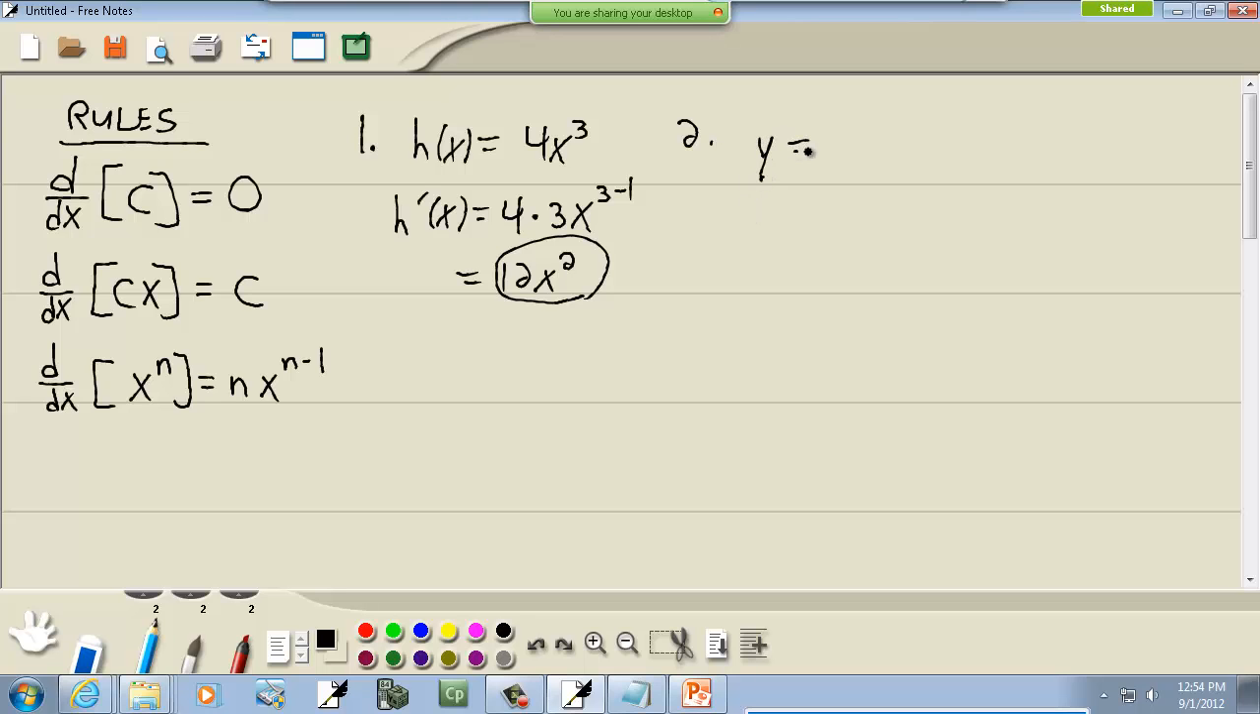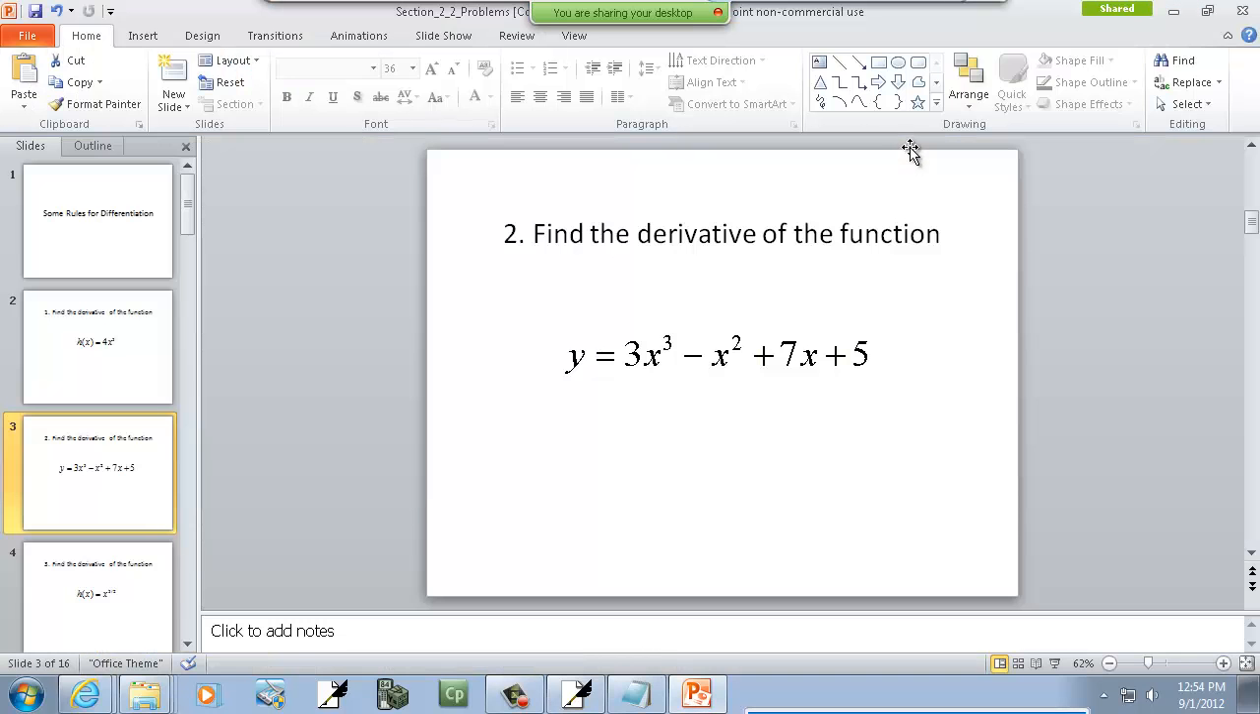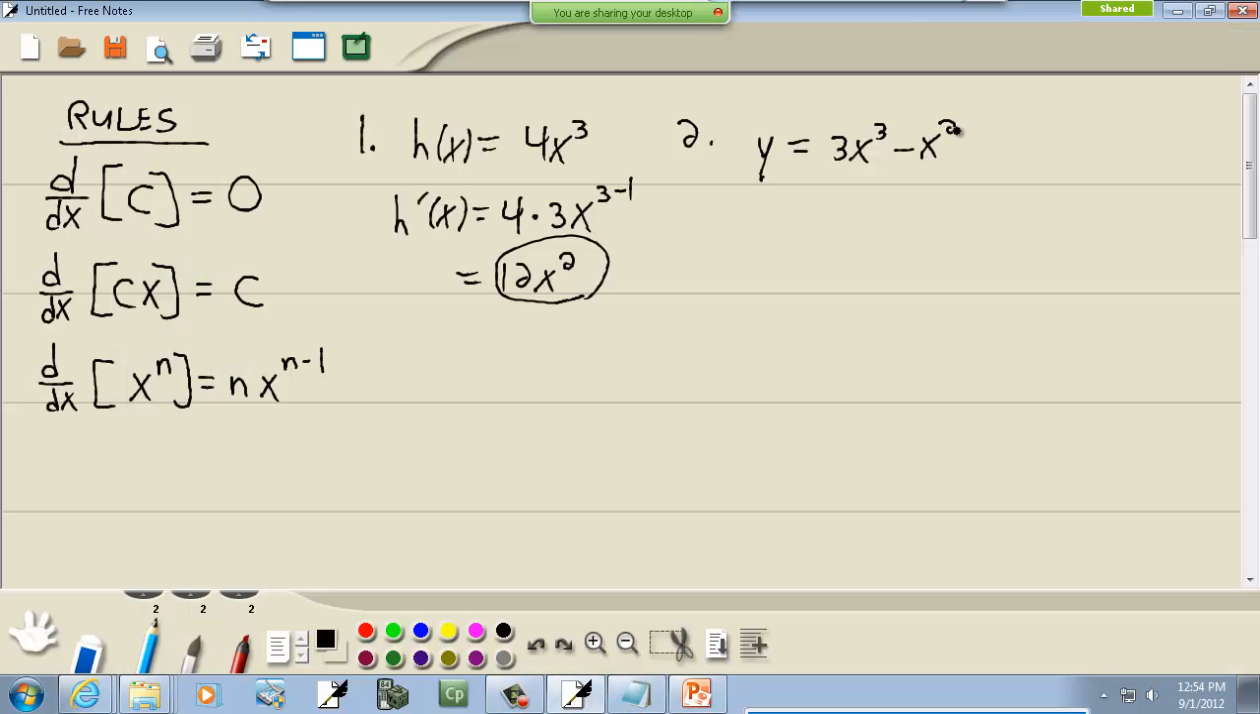And that's our answer. Let's see, y is equal to 3x to the third minus x squared plus 7x and plus 5. Now if you got multiple terms, what you do is you just take the derivative of each one separately. So our first one here, 3x to the third, the 3 stays out in front. Take my power, which is 3, put it out in front, and lower it by 1. Now the negative x squared, negative stays out in front, take our power, put it out in front, lower it by 1.